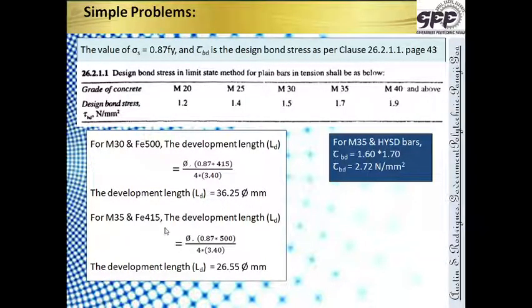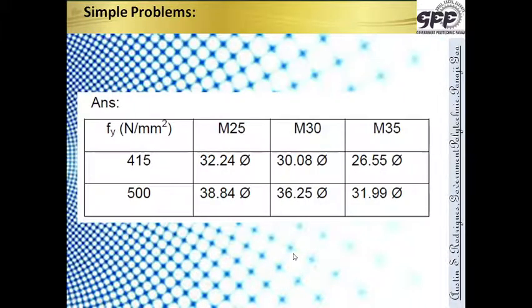Similarly, for M35 and Fe500, the development length LD is equal to phi, the diameter of the bar, into 0.87 into Fy. Fy is 500, Fe500. So there is a typographical error over here also. It is 500 here, into 4 divided by 4 into the value of tau BD, which is 3.4. So development length LD is equal to 26.55 into the diameter.